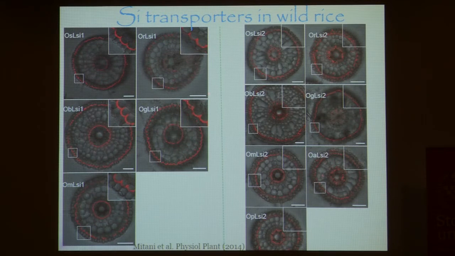They show the cellular localization of ELISA1 and ELISA2. As you can see here, similar to the cultivated rice, in all wild rice they have similar cellular localization of both ELISA1 and ELISA2. This means that this system has been conserved from the wild rice.